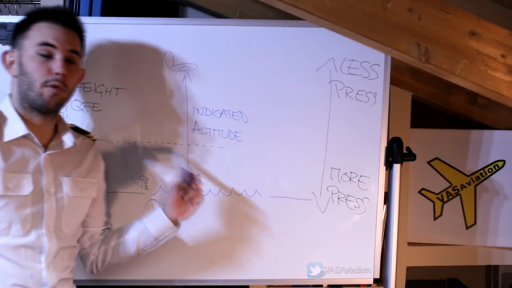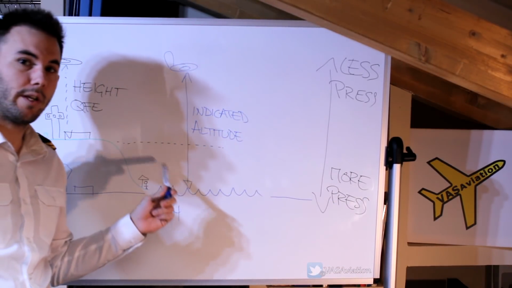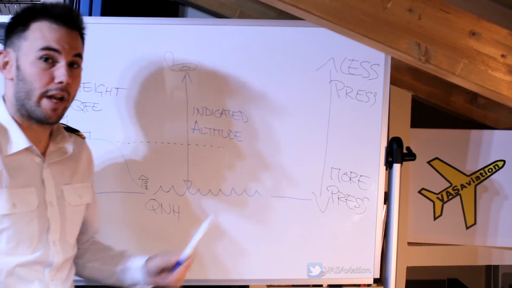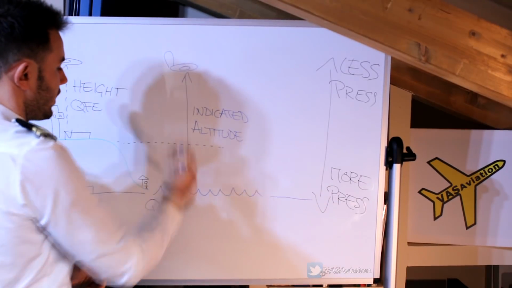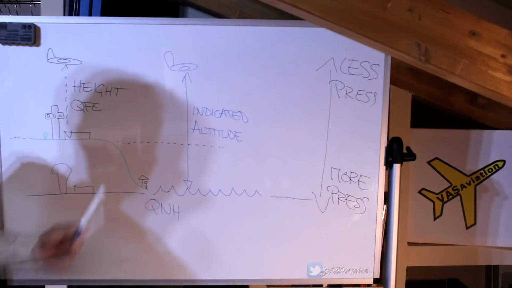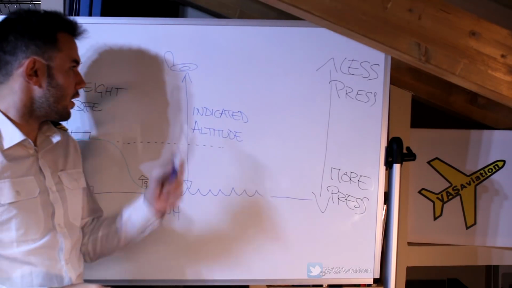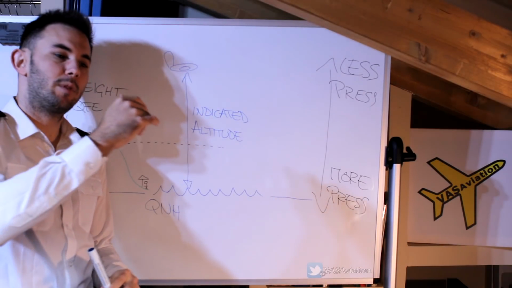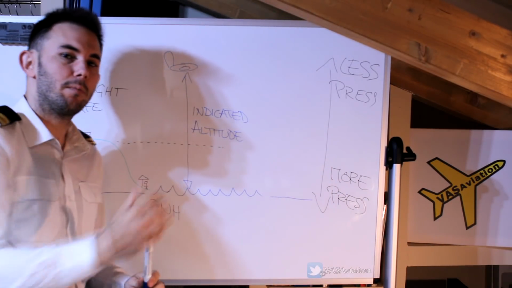This is very important for all those students because there are many questions about this. Indicated altitude is the QNH altitude from the aircraft down to mean sea level. Now, as I said, if you set QNH on your altimeter, it will give you the distance between your aircraft down to mean sea level.